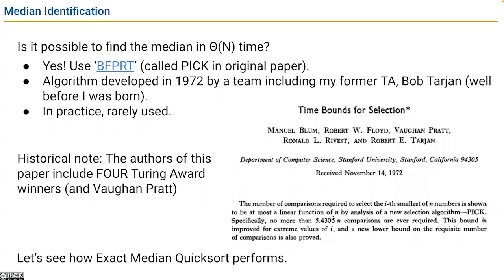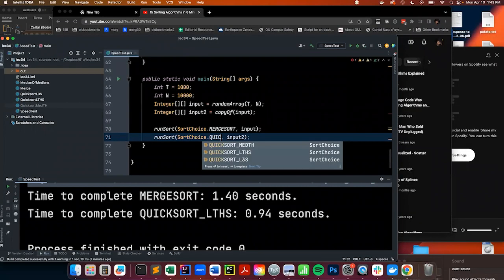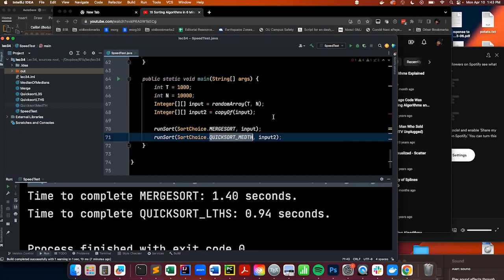Anyway, this algorithm, I'm not going to describe it. I'm sure there's some very nice 3Blue1Brown video about it somewhere. But I want to mention that you can use this as a subroutine in quicksort. You could say, I'm going to use the PICK algorithm, or BFPRT, to pick the median and see how it does. So let's use the state-of-the-art technology for finding the median. Well, it's not quite the state of the art, but it's close.